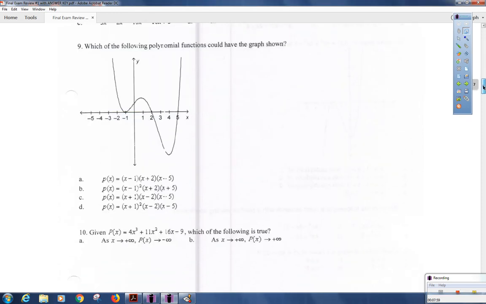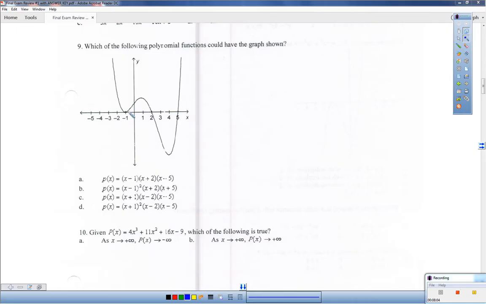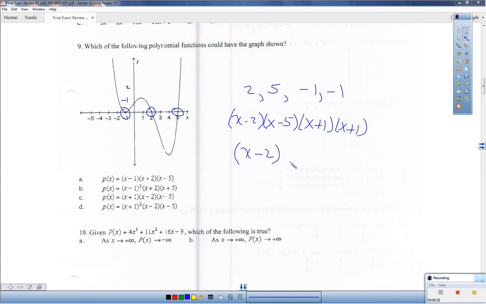Alright, for number 9, it says which of the following polynomial functions can have the graph shown below. Notice that there's a double root here at negative 1, so negative 1 has a multiplicity of 2. There's another root at 2, and then there's another root at 5. So those are my x-intercepts. So the factors would be the opposite: x minus 2, x minus 5, x plus 1, x plus 1. And then just to save on writing, you could write x plus 1 as being squared. So we're looking for x plus 1 squared. So nope, nope, nope. The only one is D, and so that would be my answer.